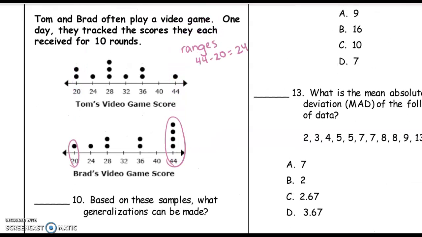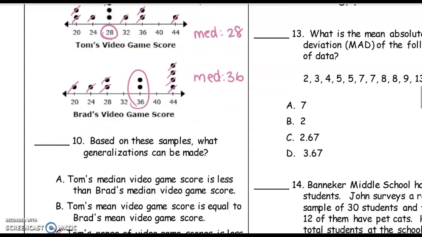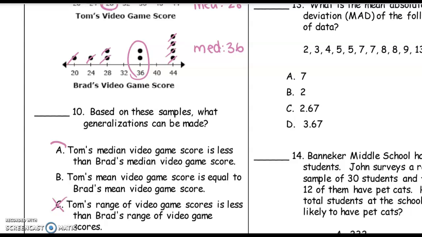So the median, if you want to do the crossout method, high, low, high, low, high, low, high, low, high, low, high. So it looks like 28 is my median for Tom. Low, high, low, high, low, high, low, high. 36 is my median for Brad. So if I'm looking here, it looks like Brad's should be higher. So Tom's median video game score is less than Brad's. So that is correct. So A is going to be our answer.